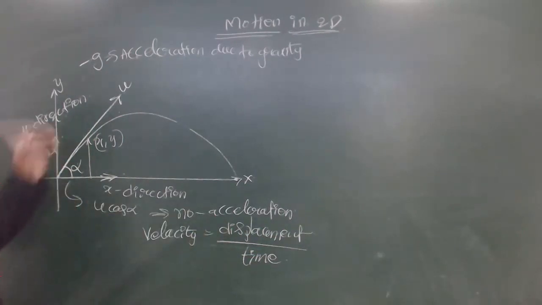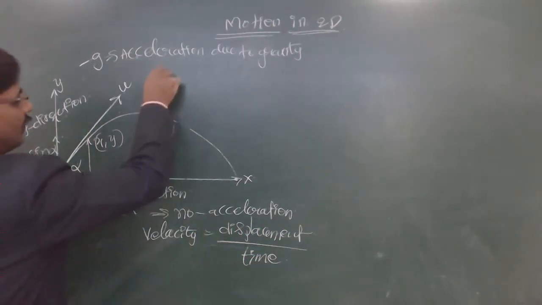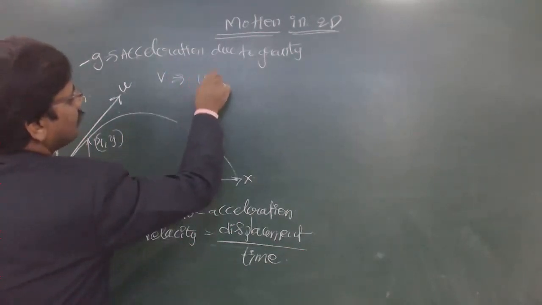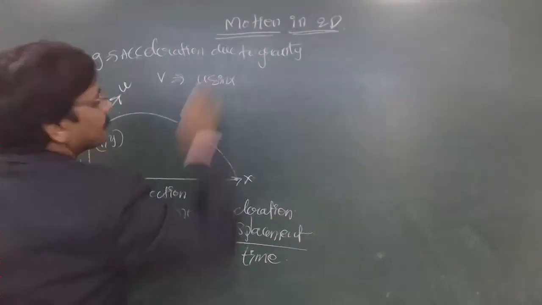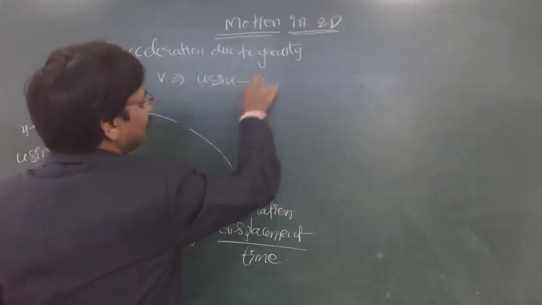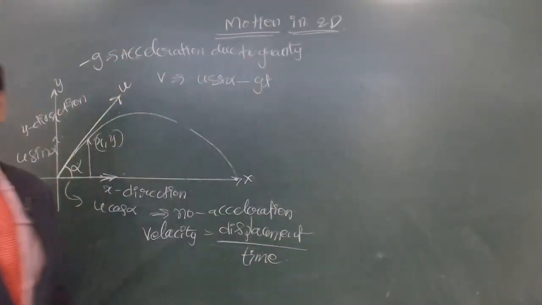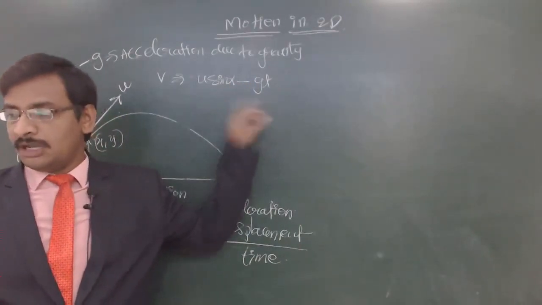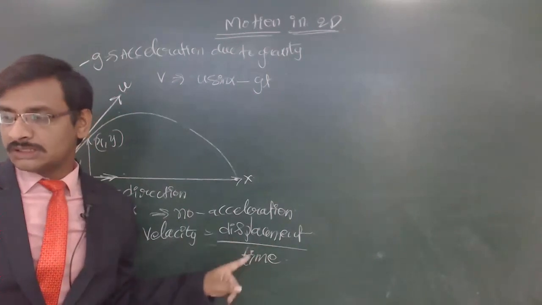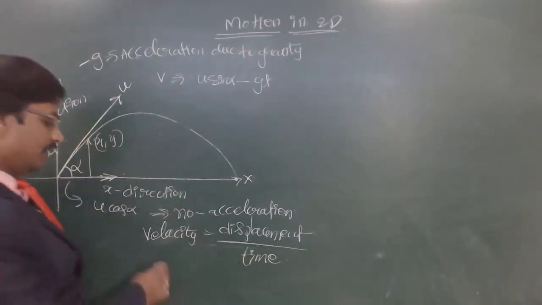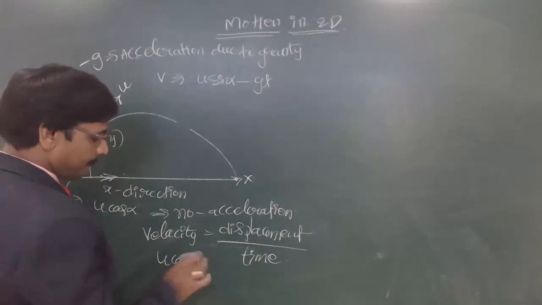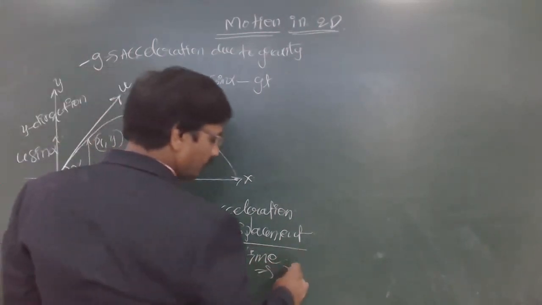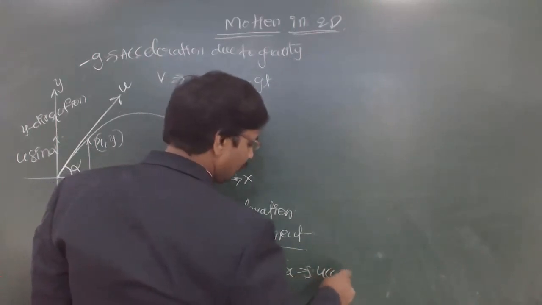And for the vertical velocity, we have different aspects. At any instant, the velocity is nothing but the initial velocity u sin alpha plus at. Instead of a, it is minus gt. So at any instant the vertical velocity is going to change with respect to time, but the horizontal velocity is fixed and constant. This velocity is given as u cos alpha equal to x by t, or the x location of the particle is nothing but u cos alpha into t.